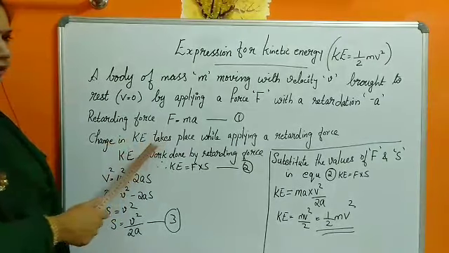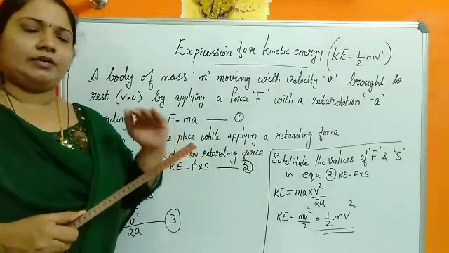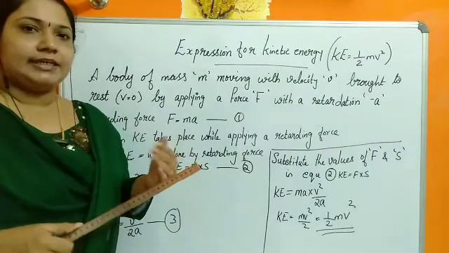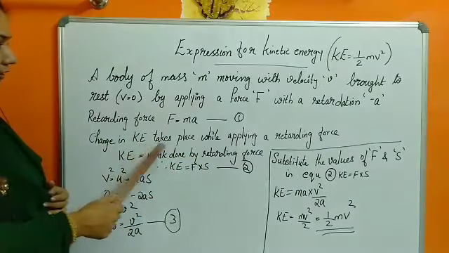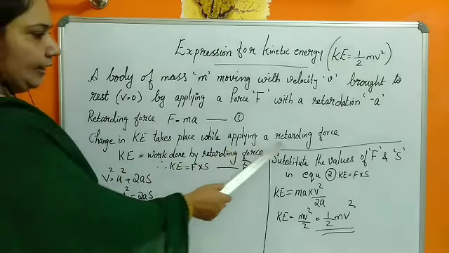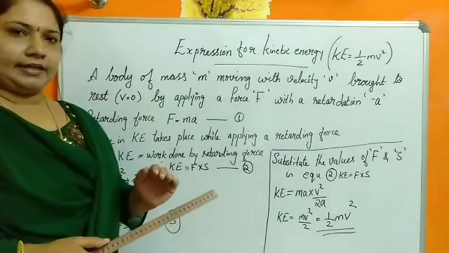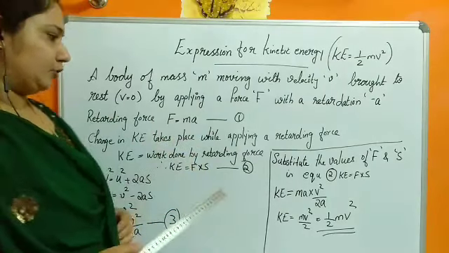Now, change in kinetic energy. When we apply the brake, obviously you know the speed of the car will reduce and finally come to a stop. That means there is a change in its kinetic energy. So you can say the change in kinetic energy takes place while applying a retarding force. While applying the force, its kinetic energy gradually decreases and it comes to rest.